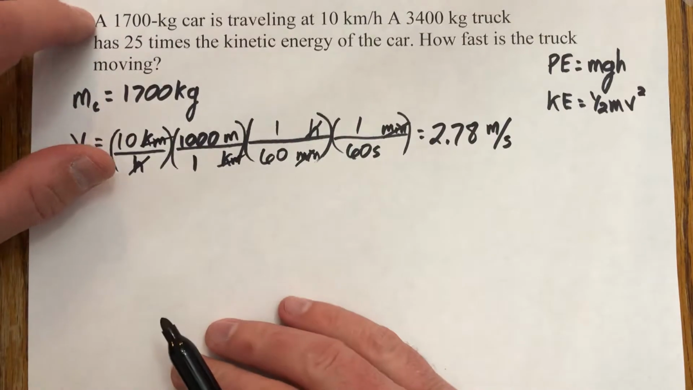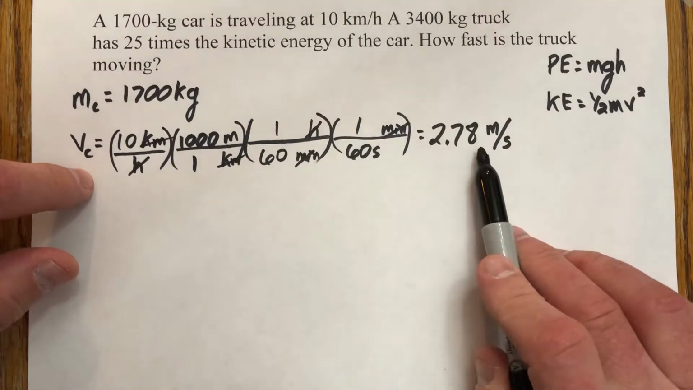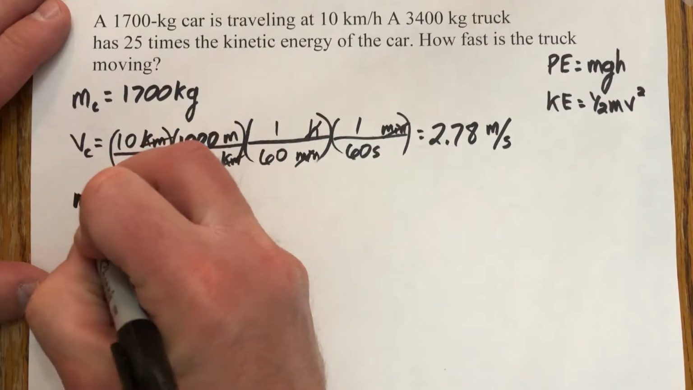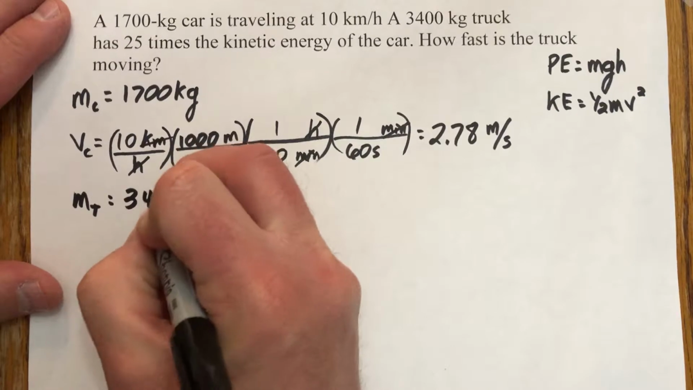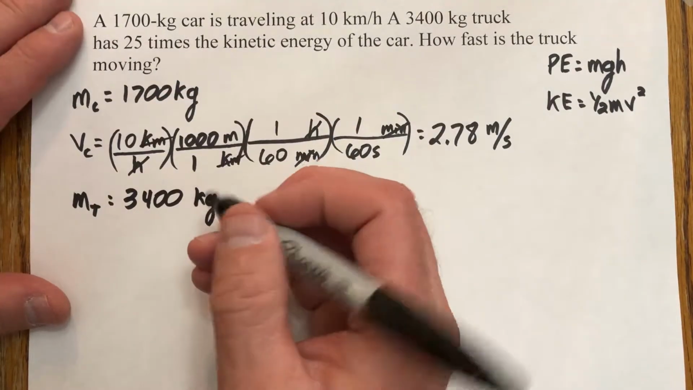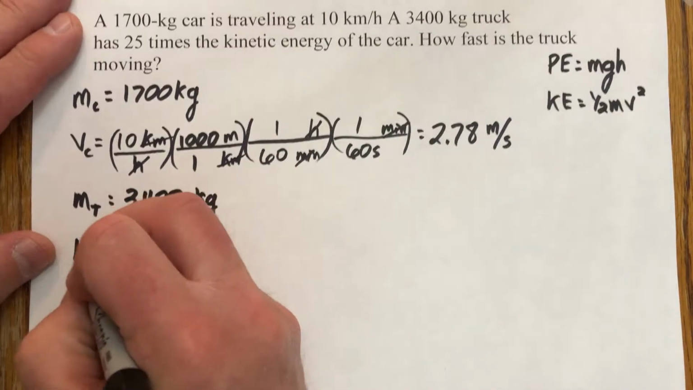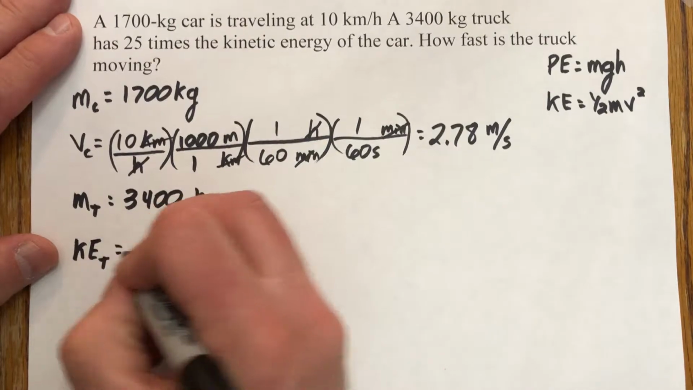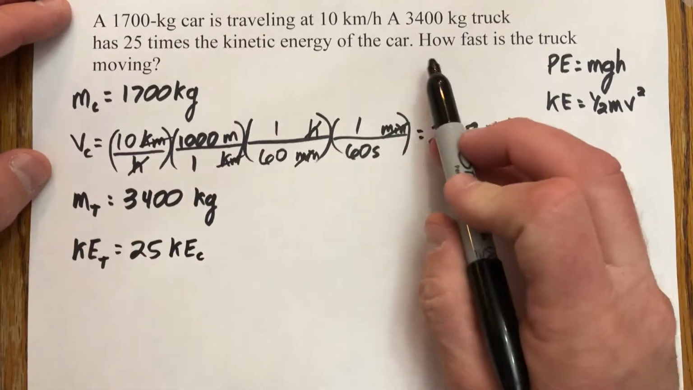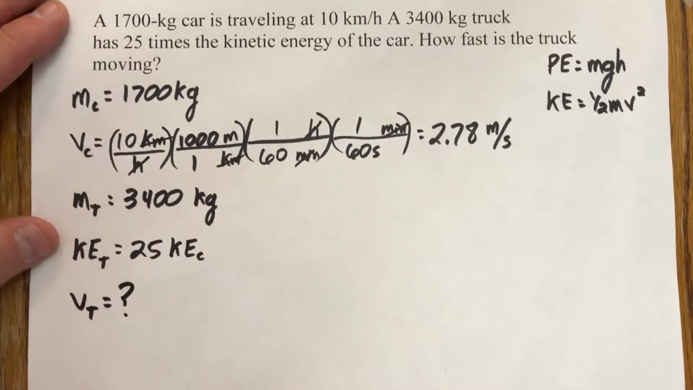Okay, I'm just going to read the whole thing again. A 1,700 kilogram car, got it, is traveling at 10 kilometers per hour, which is really 2.78 meters per second. A 3,400 kilogram truck, so the mass of the truck is 3,400 kilograms, has 25 times the kinetic energy of the car. So the kinetic energy of the truck equals 25 times the kinetic energy of the car. How fast is the truck moving? Velocity of the truck equals question mark.